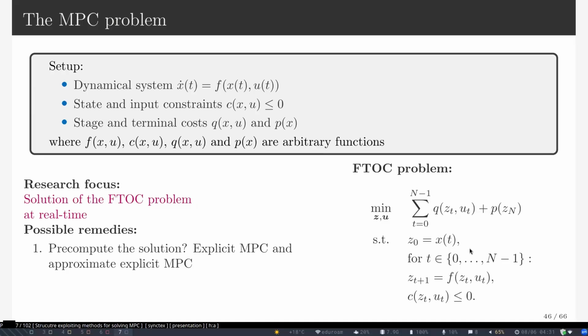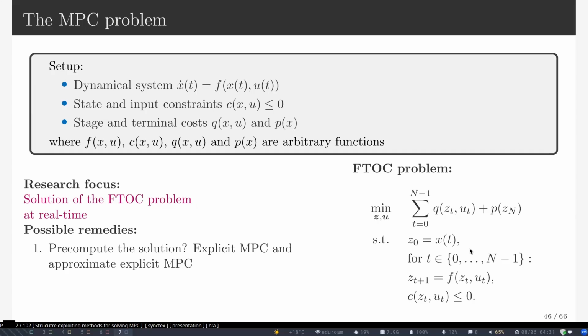Now let's go back to this MPC business. Now I've done all my magic. I've turned my uncertain problem into a deterministic problem again. So then I have a deterministic problem. Let's just go back to it.